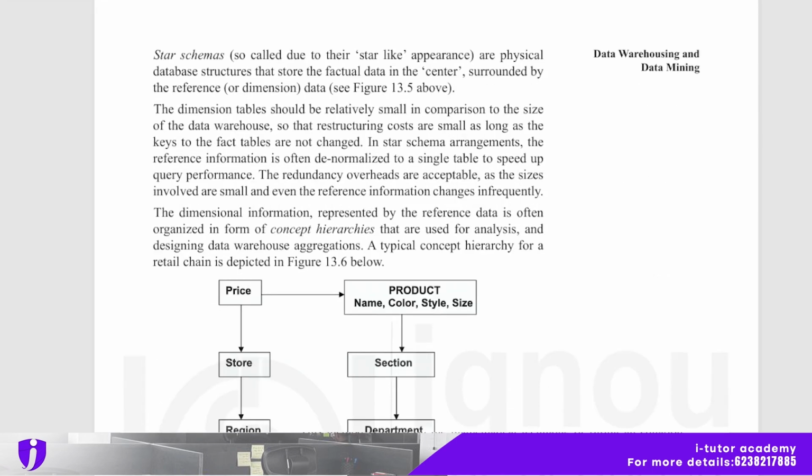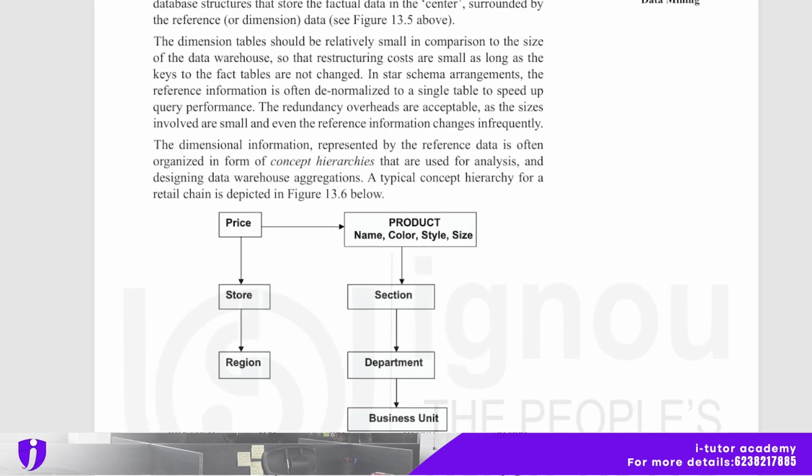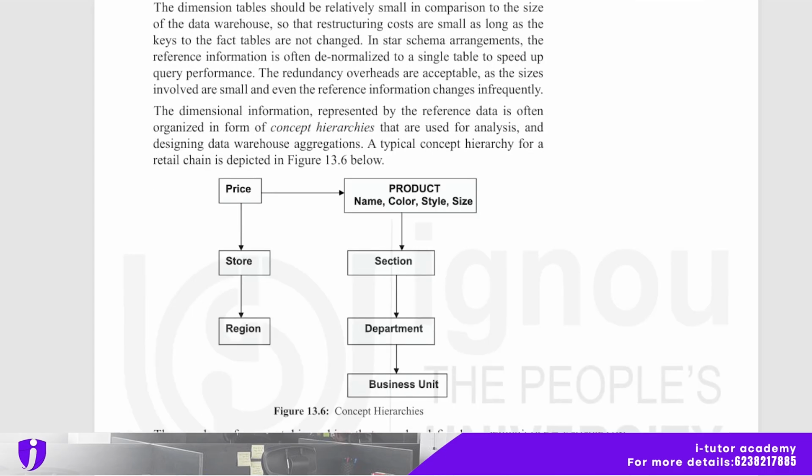Star schemas, so called due to their star-like appearance, are physical database structures that store the factual data in the center, surrounded by the reference data. The dimension tables should be relatively small in comparison to the size of the data warehouse, so that restructuring costs are small as long as the keys to the fact table are not changed. In star schema arrangements, the reference information is often denormalized to a single table to speed up query performance, and the redundancy overhead is acceptable as the sizes involved are small and the reference information changes infrequently.